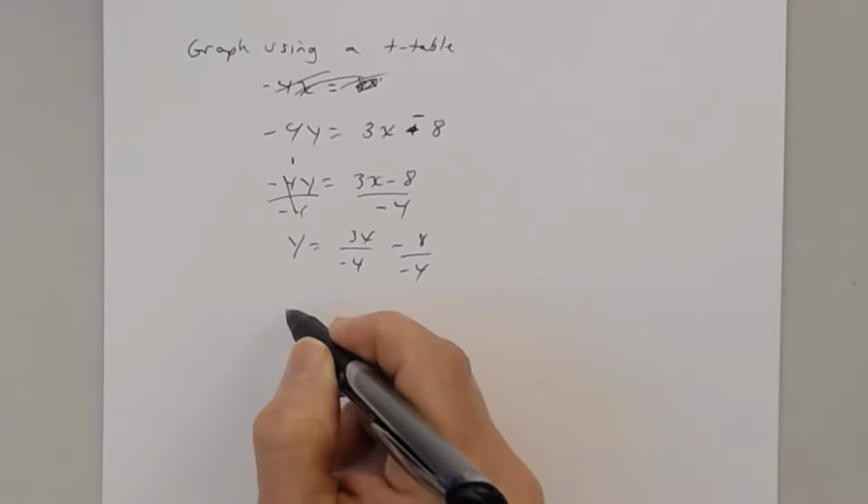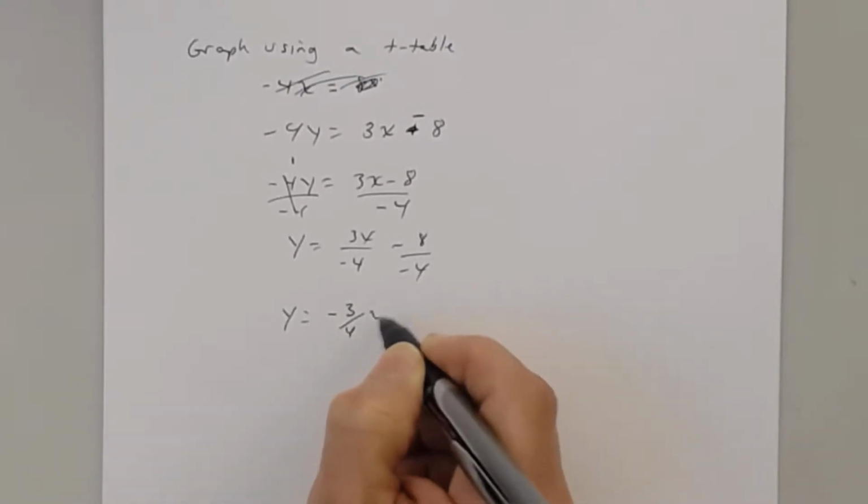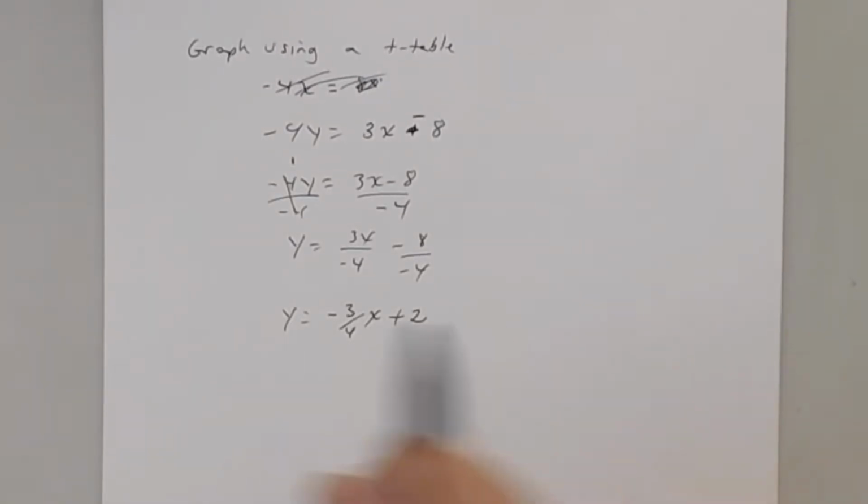So you're going to rewrite this as y equals -3/4 x plus 2. So -8 divided by -4 is a positive 2. All right, so I have this now. Okay, now what are you going to do?